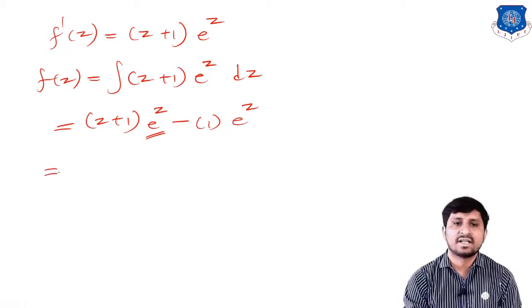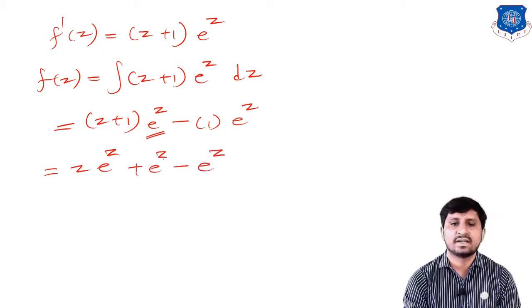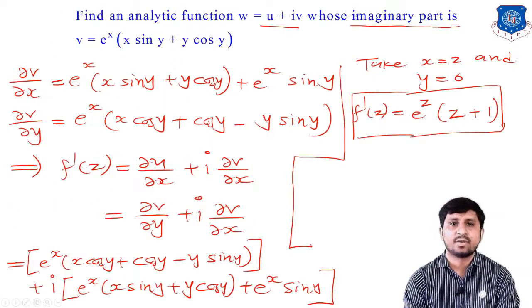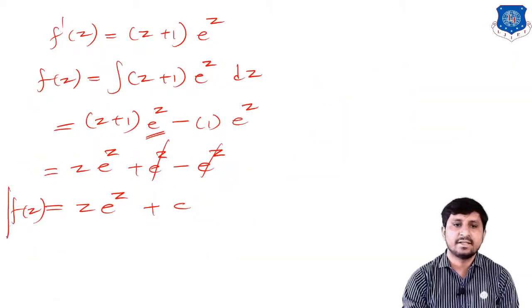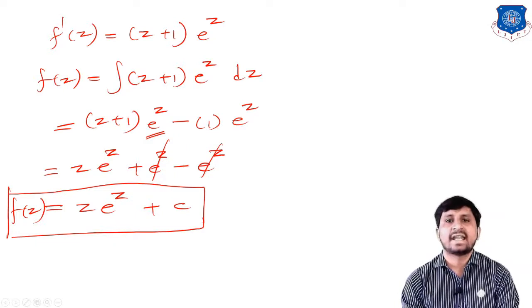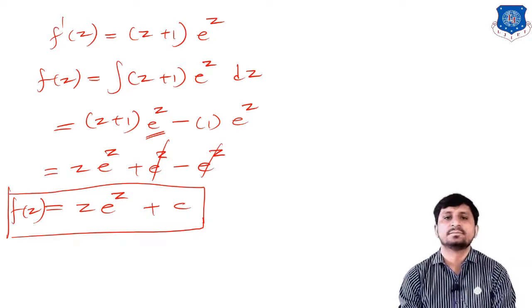So that is equal to z e raised to z plus e raised to z minus e raised to z. This e raised to z will cancel out, and finally we get f of z equal to z e raised to z plus c. This is my f of z, z into e raised to z plus c, this is my required answer. Clear? And the next topic is very important.